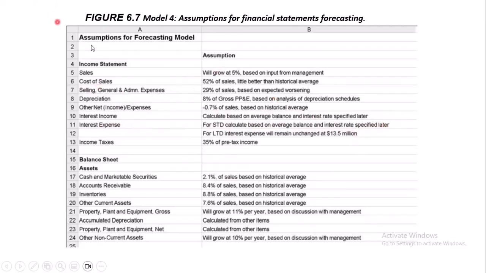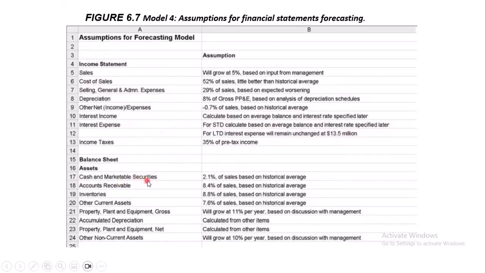For long-term debt, right, interest expense will remain unchanged at 13.5 million. Income taxes will be 35% of pre-tax income. So when we get our pre-tax income, we'll pay out 35% as income taxes. Balance sheet, right?